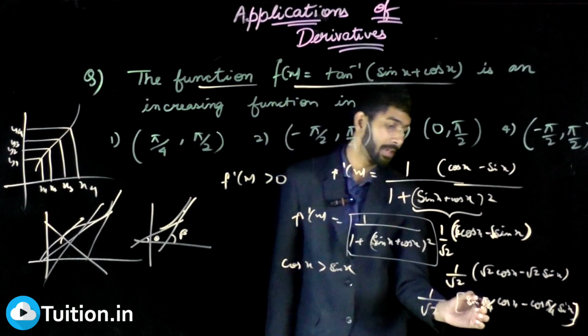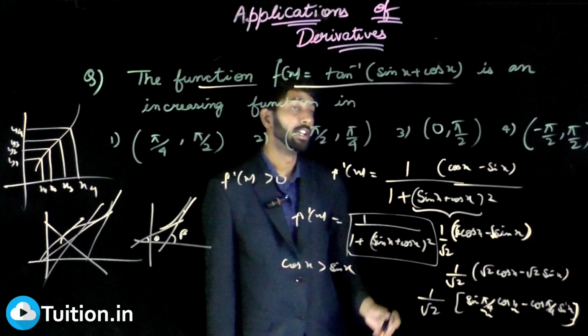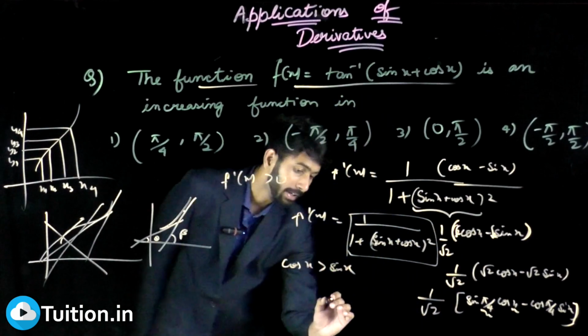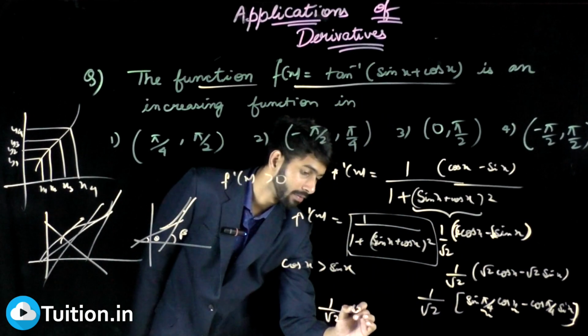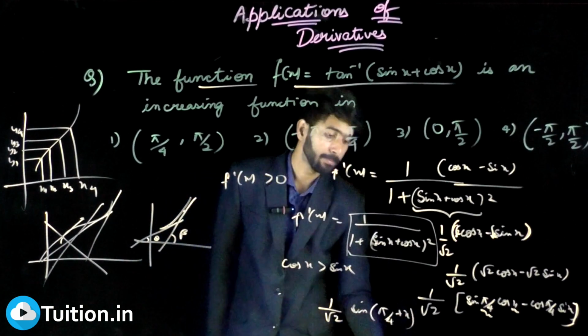So I'll use sin a plus b, where my a is this, b is this: sin a cos b plus cos a sin b, right? So this is nothing but 1 by root 2 into sine of pi by 4 plus x, right? Pi by 4 plus x.